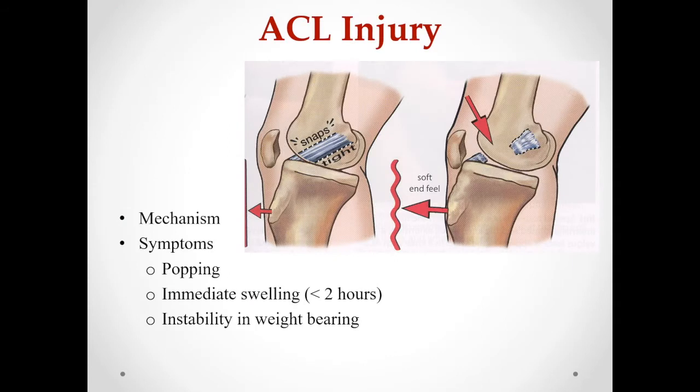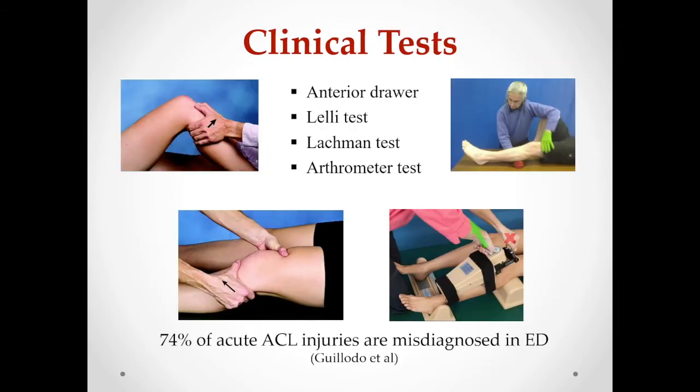ACL injuries are identified by the mechanism of injury and the symptoms displayed. These can include popping, immediate swelling, or inability to weight bear. In addition, clinical tests can be used to identify ACL injuries. These include the anterior drawer, the Lelli, the Lachman's, and the use of arthrometers. Despite the availability of these clinical tests, 74% of acute ACL injuries are misdiagnosed in the emergency department.